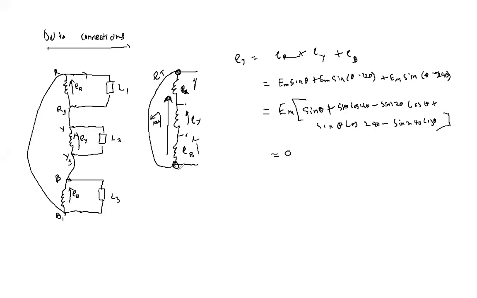Okay, so in a sense, that means we can connect these together like that. So I can take this point and come and connect it here. That means we have now what we call a delta connection. We have a delta connection here.